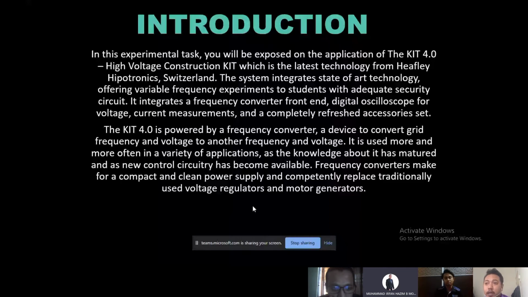another frequency and voltage. It is used more and more often in a variety of applications as the knowledge about it has matured and as new control circuitry has become available. Frequency converters make for a compact and clean power supply and competently replace the traditionally used voltage regulators and motor generators.